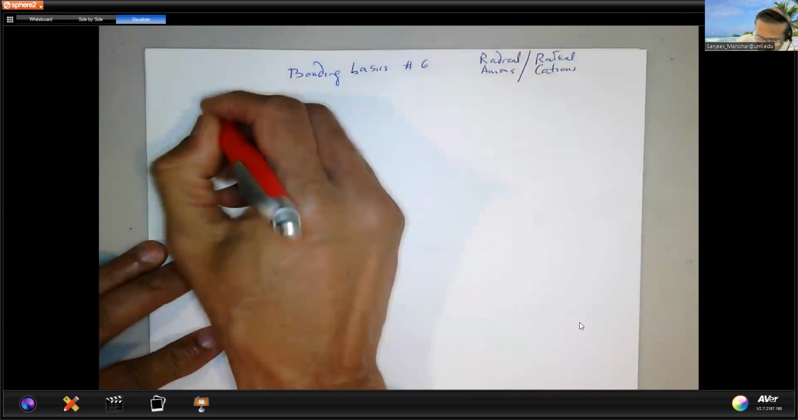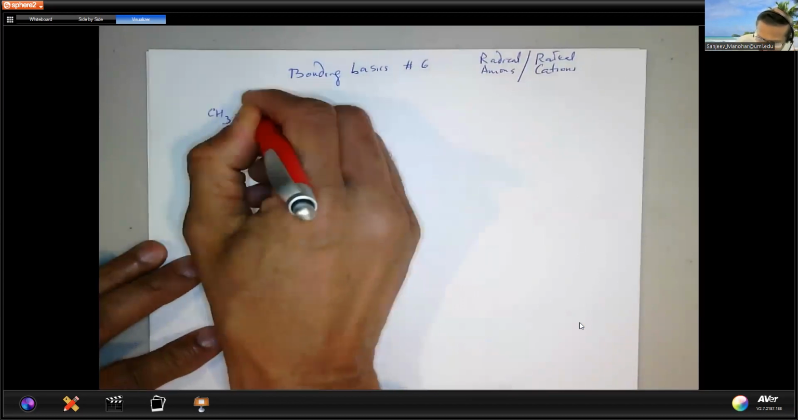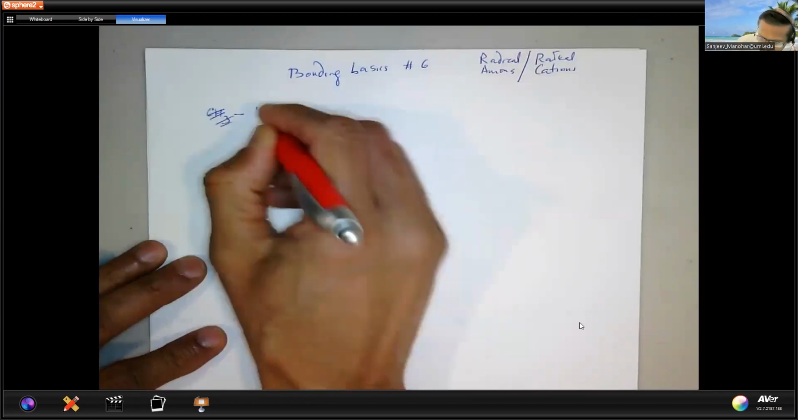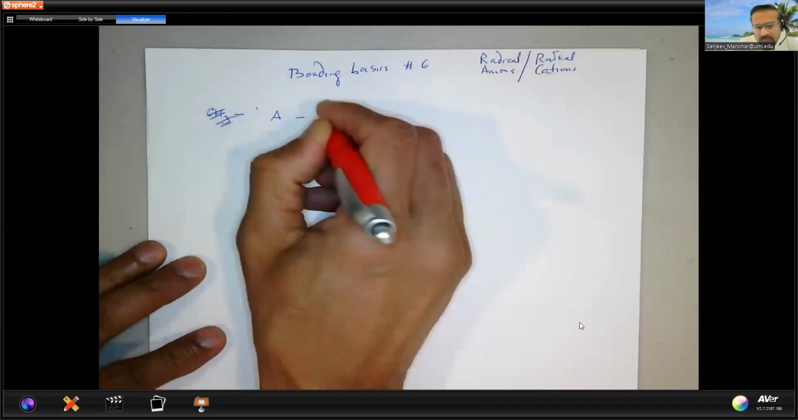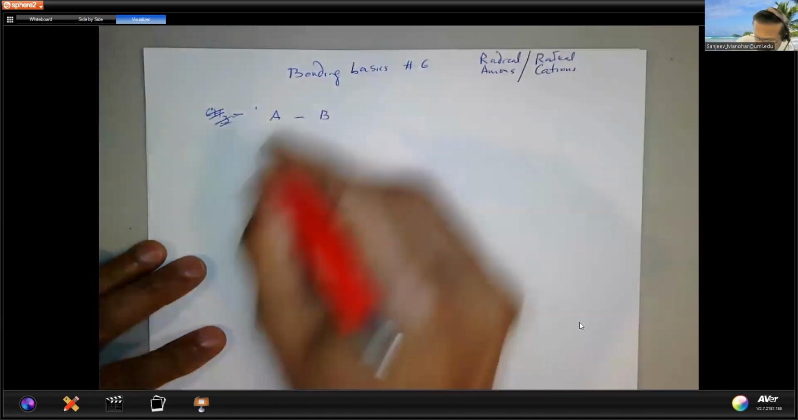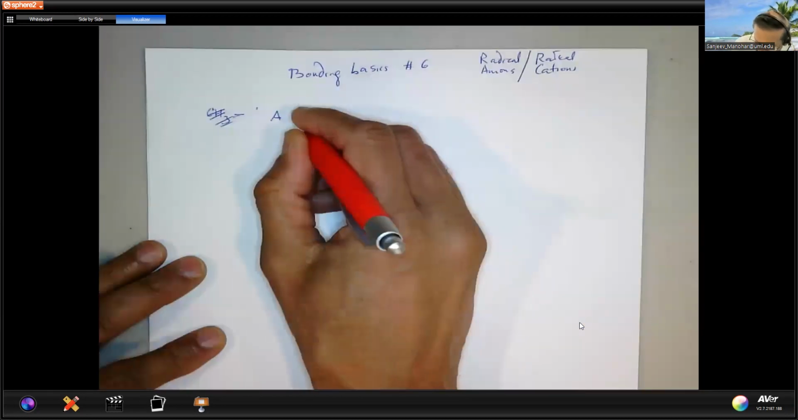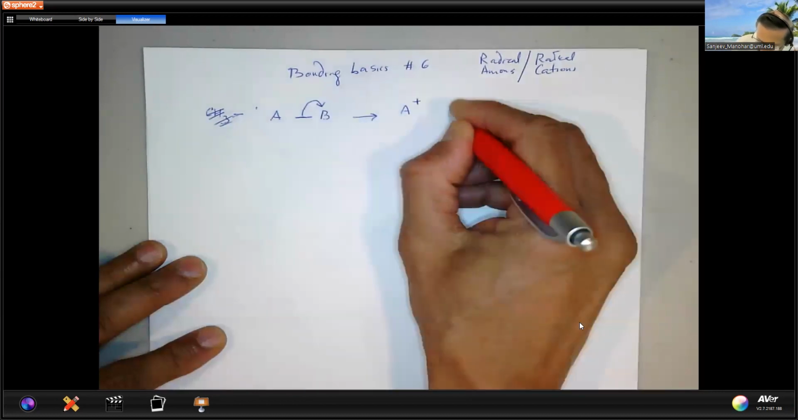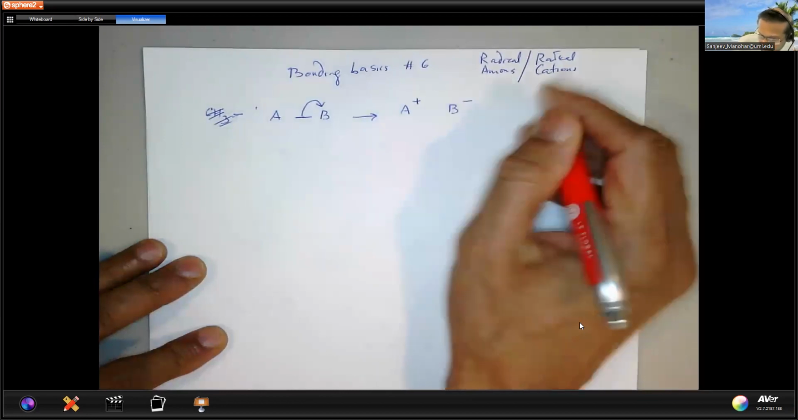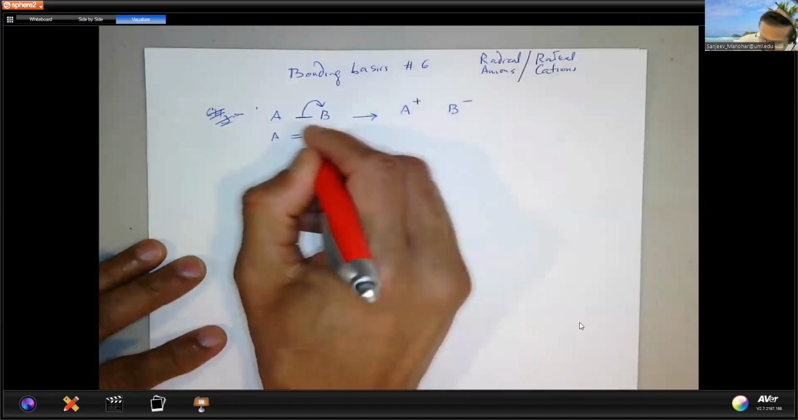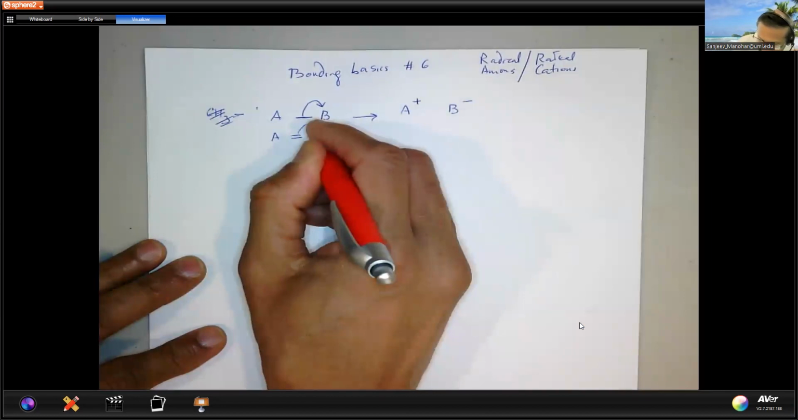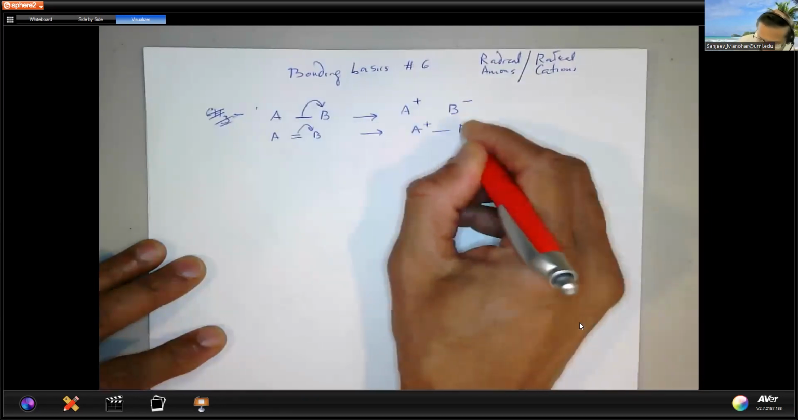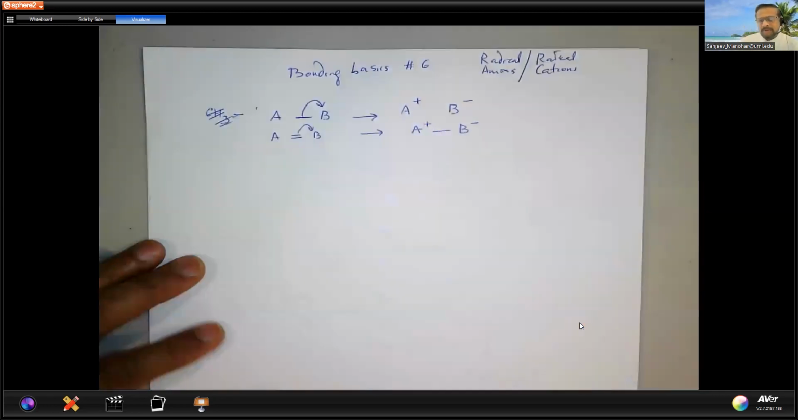Suppose you have an A and a B, right? So we said that's the way, then this becomes A plus, this becomes B minus. If it is A double bond B, and that does that, it becomes A plus B minus, right? That's the summary of the previous video.